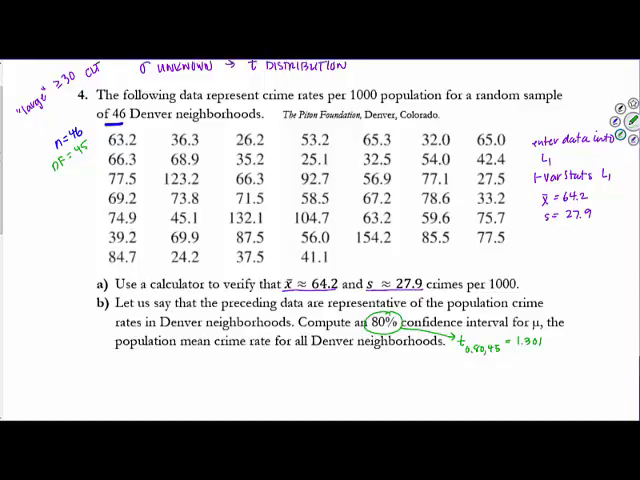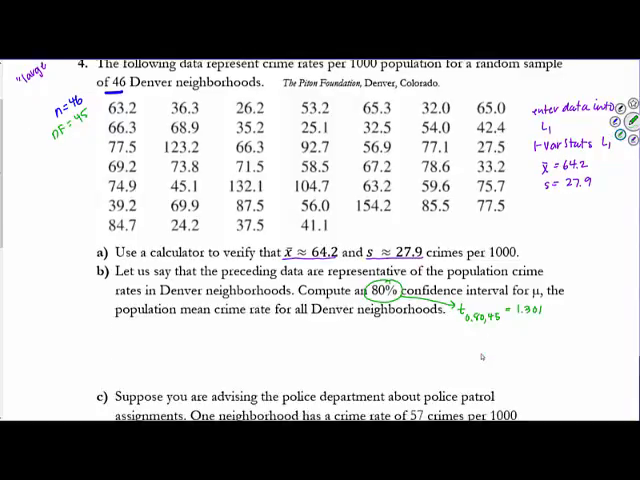Now to make this confidence interval, we need three things, right? The point estimate, the best guess that we have for crimes per 1,000, is the sample mean, which was calculated to be 64.2 crimes per 1,000.